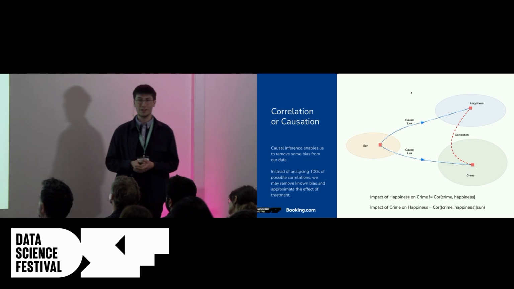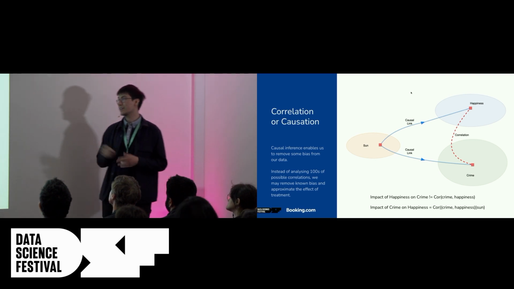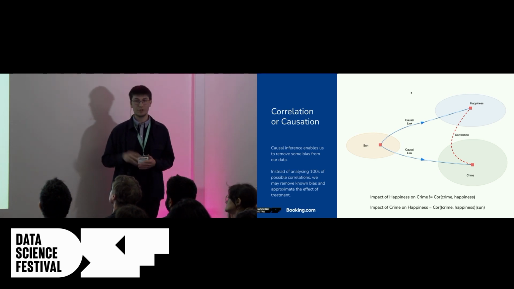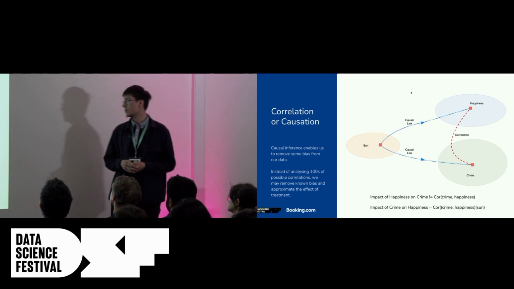And that's what we're trying to do with causal inference. We try to account for the things that exist in our universe, and we try to debias our data in order to make optimal decisions.